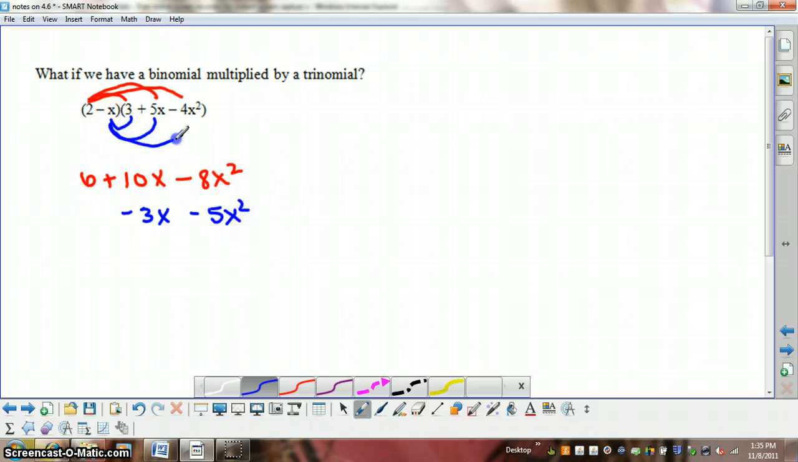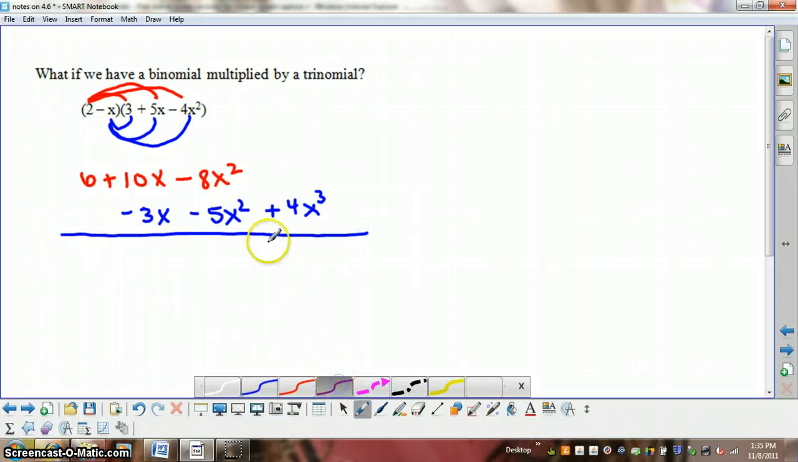And then negative x times negative 4x squared. Be careful here, that's going to give us a positive 4x cubed. X squared times x to the first gives us x cubed. Negative times negative gives us a positive. And now what we're going to do to finish up here is we're going to combine like terms.